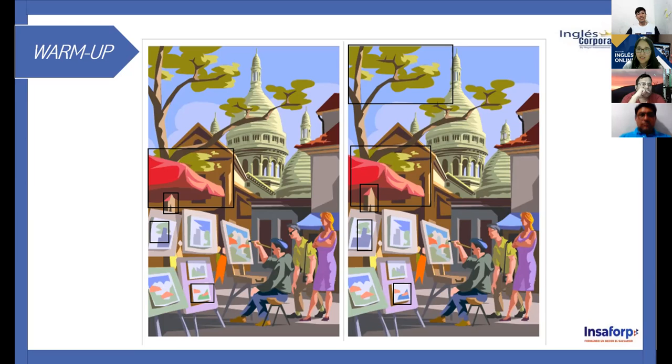He has sunglasses in the first picture, and in the second picture he doesn't. Yes, okay, he's not wearing sunglasses. Okay, there you have. And another.